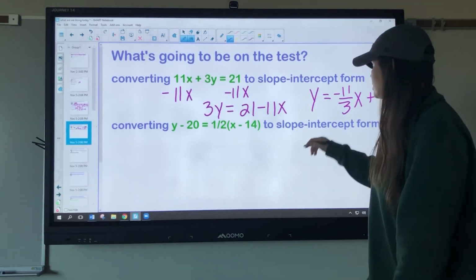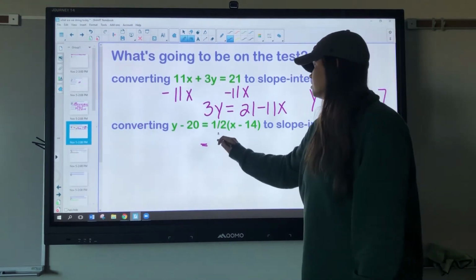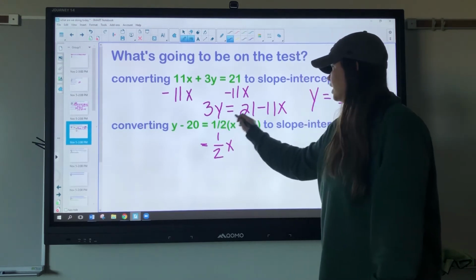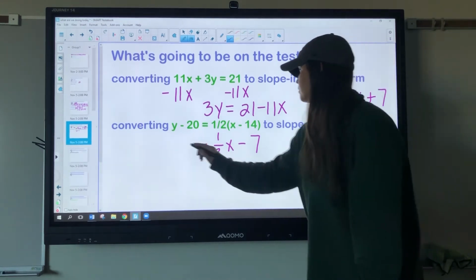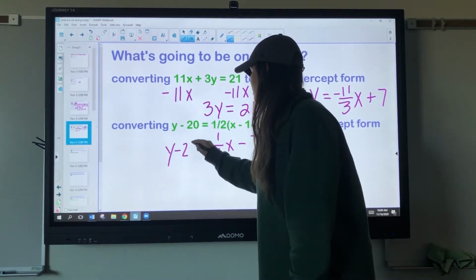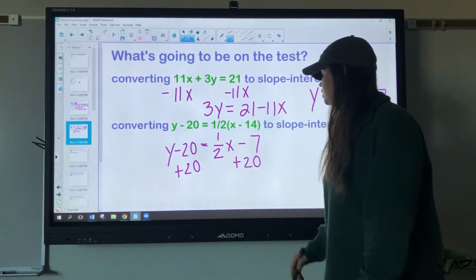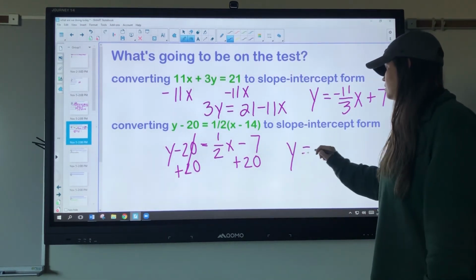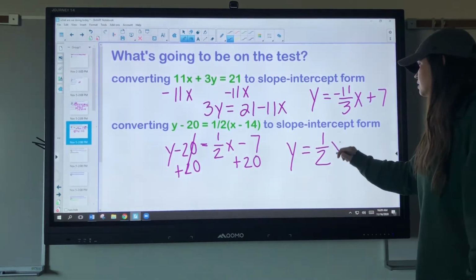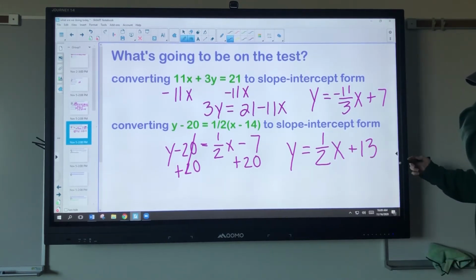Converting this to slope-intercept form is just when you distribute. And don't be scared of distributing fractions. When you distribute a half to a 14, you just get 7. Type it in your calculator. And then your last step is to add 20 to both sides. Obviously, you're adding it to the -7 because that's the like term. So your final answer is y equals 1/2 x, -7 plus 20 is positive 13. That's where they're getting that different y-intercept.